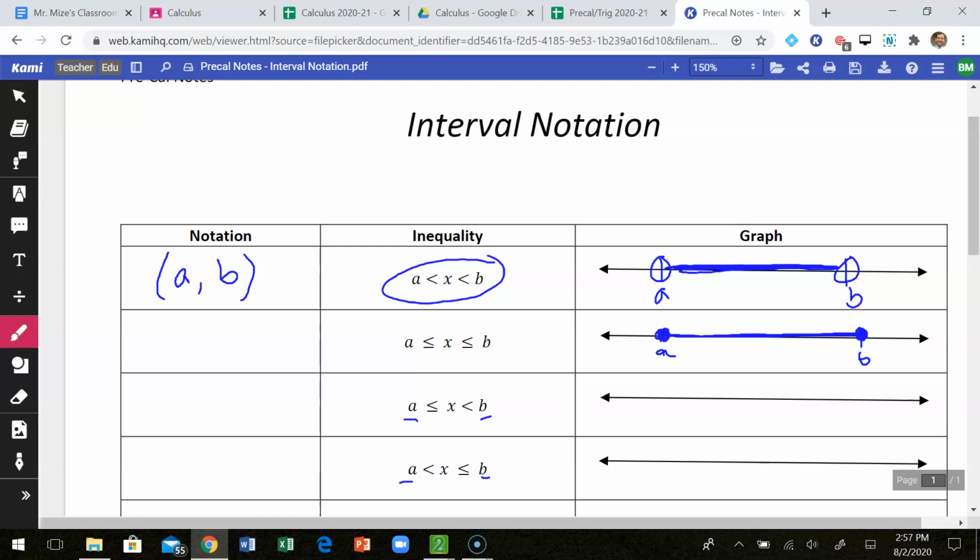If I can include one of those endpoints, so the very next one, I include both. I include both A and B as possible solutions as well. I simply just change those parentheses to brackets. And that is the interval from A to B, including both A and B, which means that those endpoints can be included in our solutions. So the next two, the next one I include A. I have or equal to A, but I cannot include B. So I simply have a bracket on A and a parenthesis on B. And then the one after that, I don't include A. I do include B.